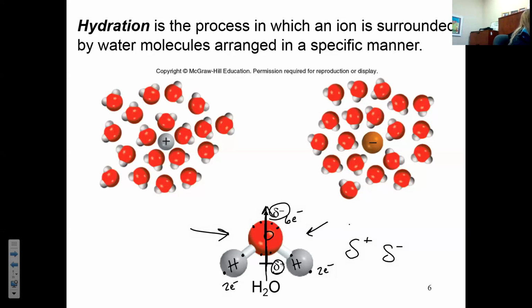In this, what you'll see is that the negative, or the red side, is attracted to the positive, and the positive is attracted to the negative. So hydration again is dissociating these ions, and then not only dissociating them, but surrounding them completely by water molecules in this specific arrangement, where positive is attracted to negative and negative is attracted to positive.